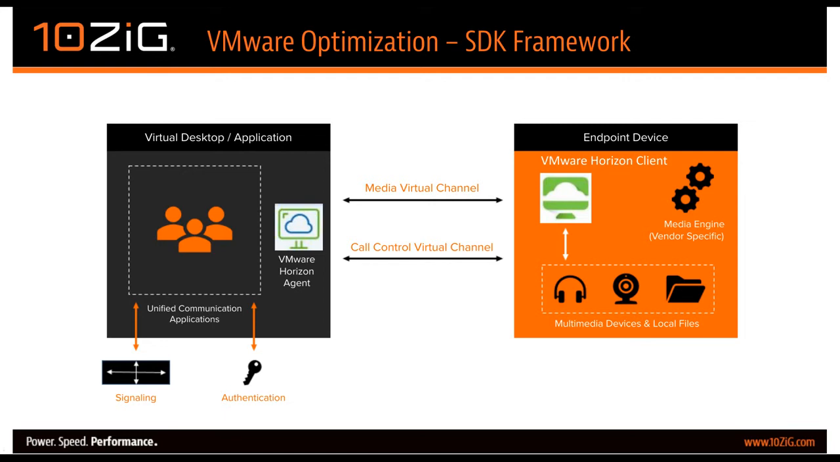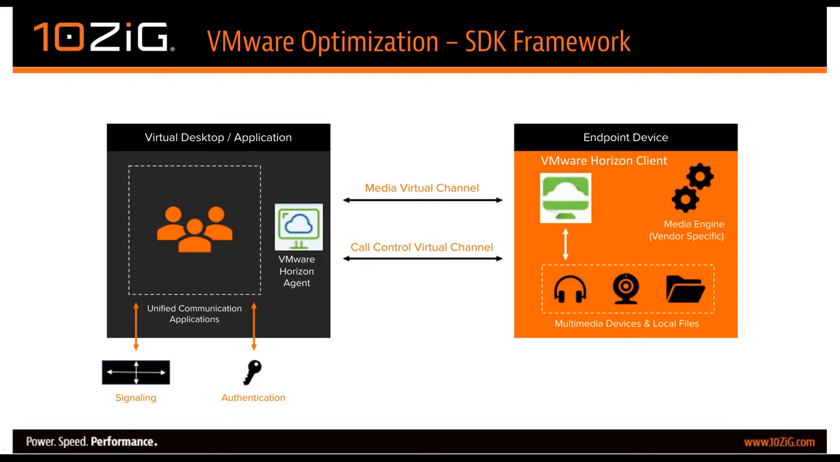Now, in the case of Microsoft Teams, the Microsoft Teams app communicates directly with the VMware Horizon Agent, which again is installed on the virtual desktop, as you can see. The unified communication application continues to deal with the signaling and authentication, so kind of like the real-time, low overhead processes. So they continue to run natively from, let's say, the Teams desktop app.